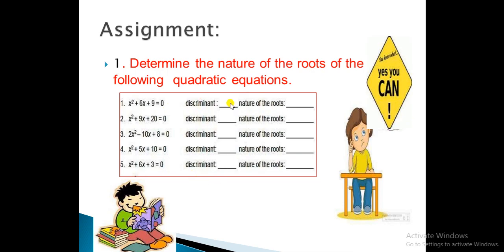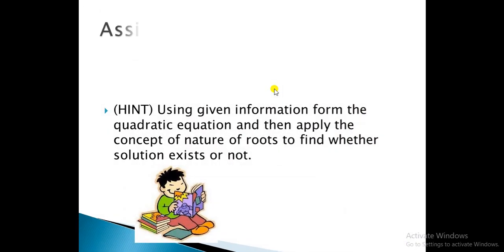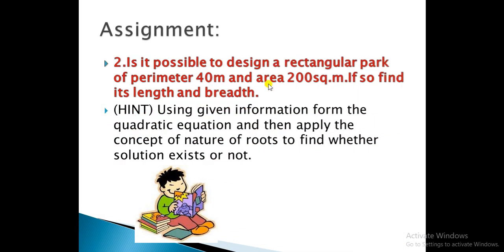Now let us see some home assignment. In this, determine the nature of roots of the following quadratic equations. So equations are given, you have to find the discriminant and see whether D is less than, greater than or equal to 0, and on the basis of that you have to find the nature of roots of the equations. Next, question number 2. Here what is given? Is it possible to design a rectangular park of perimeter 40 meter and area 200 square meter? If so, find its length and breadth.